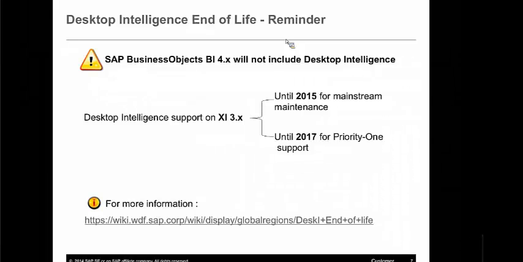If desktop intelligence is still in place, the mainstream support will end in 2015, December 2015 to be exact. And depending on your priority one contracts, you may have extended support for 2 additional years on top of that. However, bug fixing will be a challenge anyhow. So we strongly recommend to upgrade or convert your desktop intelligence into Web Intelligence. And of course, we recommend to leverage Web Intelligence BI 4.1 for this.